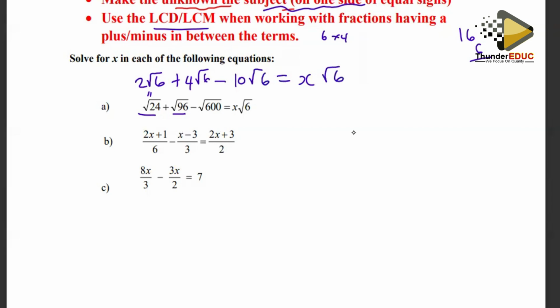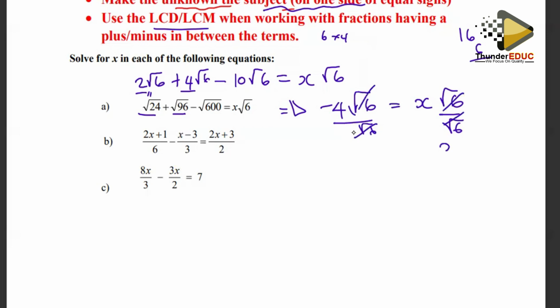So we can see that everything has a root 6 within it, okay? Simplify them, no problem. So this is 2 plus 4, which is 6. Then 6 minus 10 is negative 4. So on the left-hand side, I'm going to have negative 4 root 6 is equal to x root 6. Then divide both sides by root 6. Root 6, root 6, this cancels that. Which means our x is negative 4. And there we go. Then part B, where we have fractions.